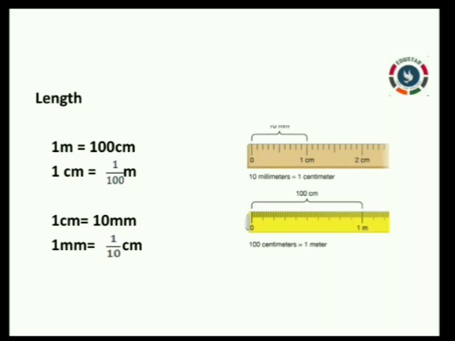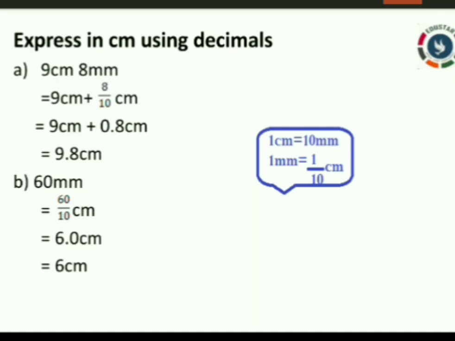0.01 meter, right? Yes. Next relationship is centimeter and millimeter. 1 centimeter equals 10 millimeter. So 1 millimeter equals 1 by 10 centimeter, which is equal to 0.1 centimeter. Now let's see some examples for conversion of units of length. Okay, first one, 9 centimeter and 8 millimeter. You have to convert this millimeter into centimeter, right?